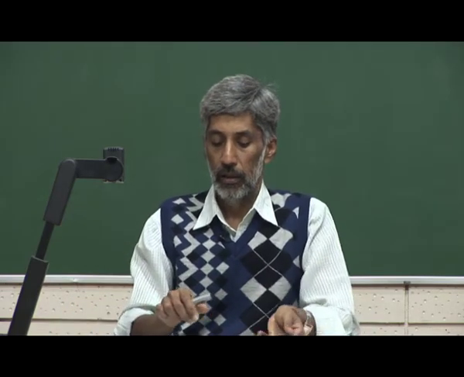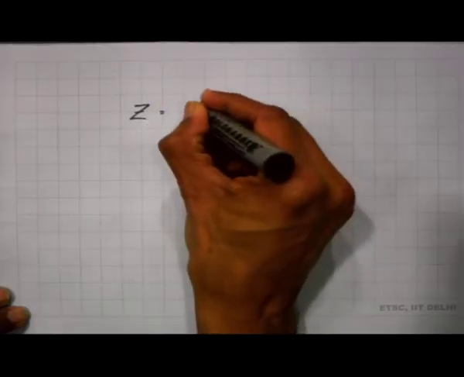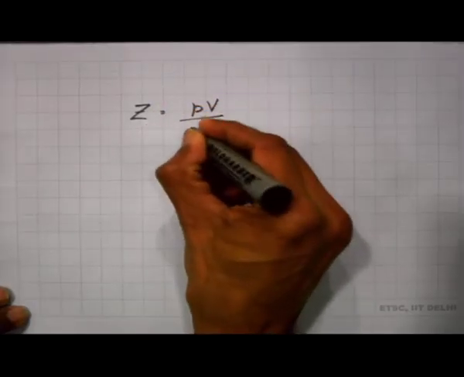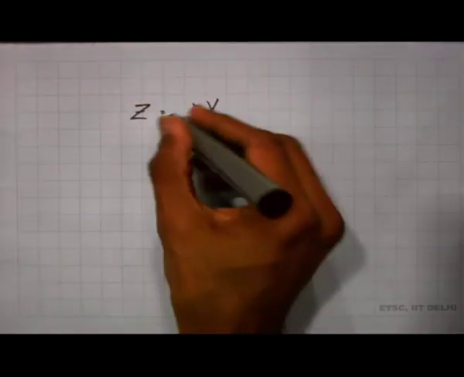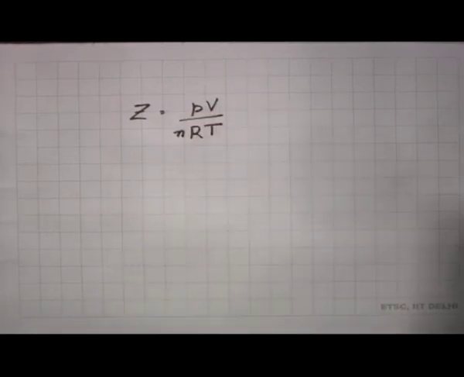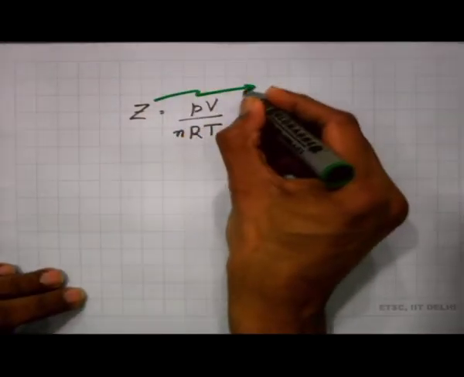The other thing that we discussed in the last class was to look at the compressibility factor, which is defined as PV over RT. Let us look at it for 1 mole. If you want for more than 1 mole, you write it Z is equal to PV over nRT. So, this is called the compressibility factor.